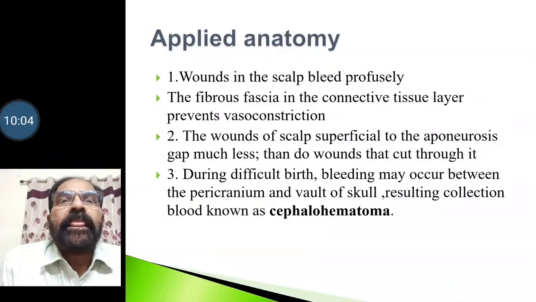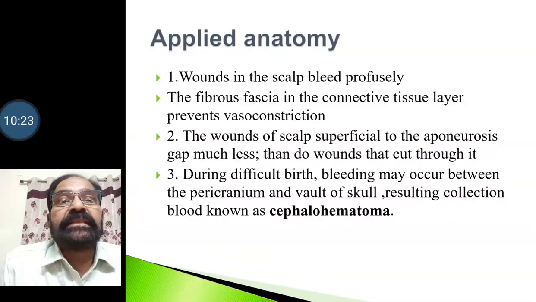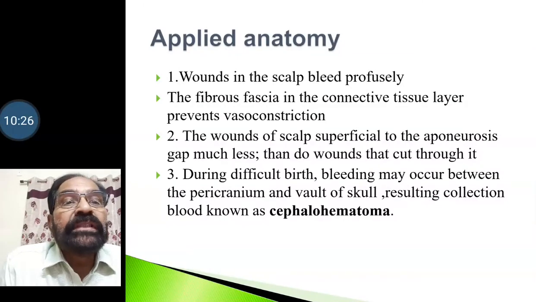Coming to applied anatomy, the wounds of the scalp bleed profusely because the fibrous fascia in the connective tissue layer prevents vasoconstriction. Second, the wounds of the scalp superficial to the aponeurosis gape much less than do the wounds that are cut through it. And the third one is during difficult labor, that is birth, bleeding may occur between the pericranium and the vault of the skull, resulting in a collection of blood known as cephalohematoma.